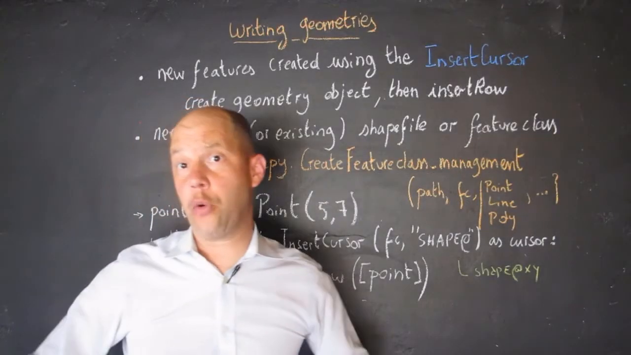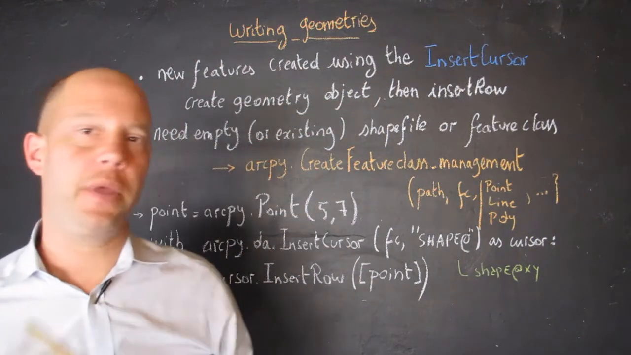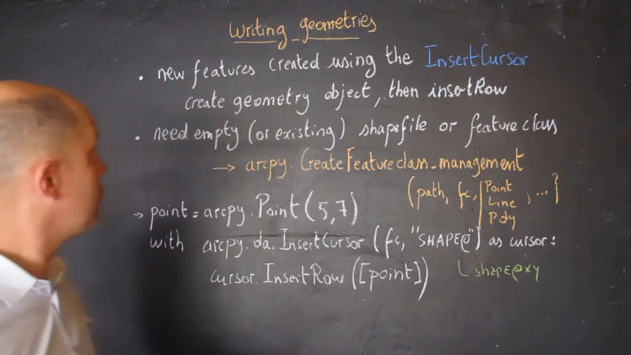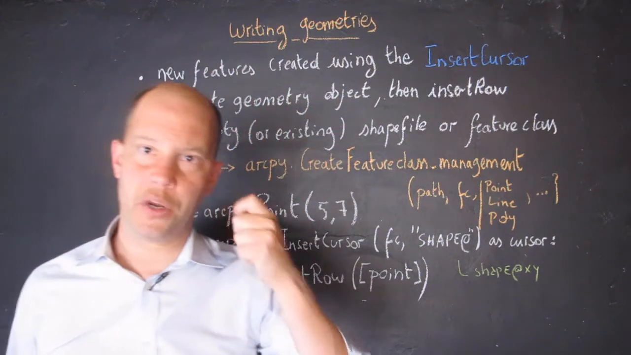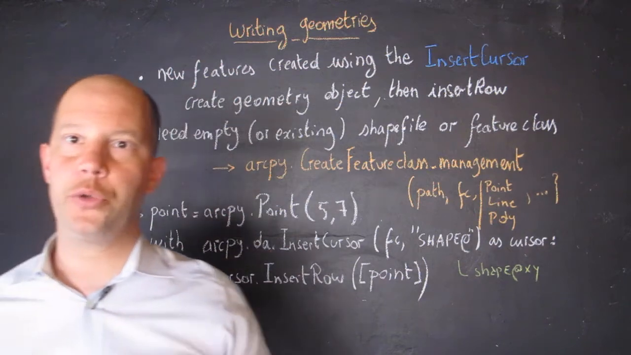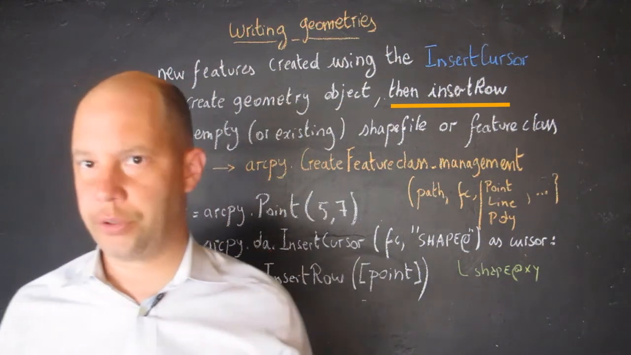Next up, we want to know how we can write geometry, and this is typically done with an insert cursor, as we have seen in class earlier. So new features are created using the insert cursor. We essentially do 2 things. We create the geometry, and then we are going to use the only method that exists with insert cursor, which is called insertRow.